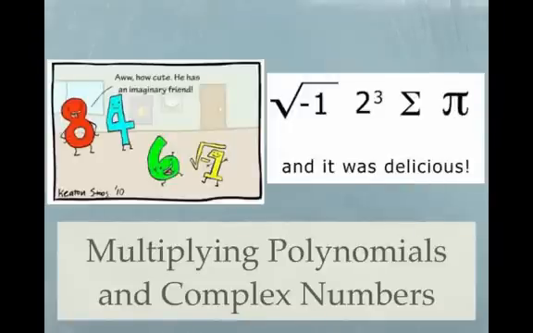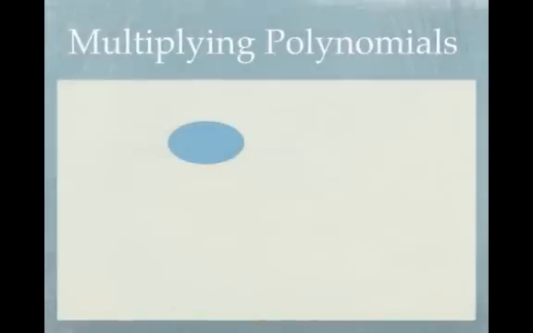Today we're going to be multiplying polynomials and complex numbers. So we're going to begin with multiplying polynomials. For example, say we have 4x plus 1 times x minus 3.